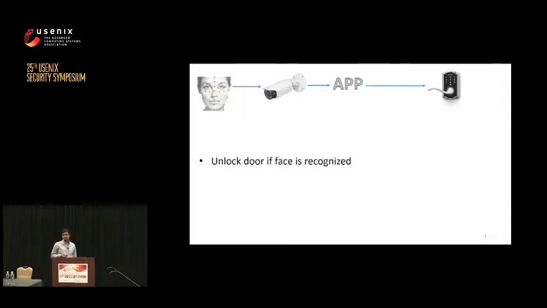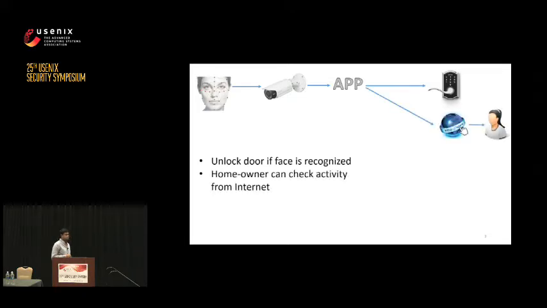So here is a quick example of one such app that you could build. This app accesses an IP camera that takes images of people's faces at a door, and then it performs face recognition, which you have heard a lot about today. And then if that face is authorized, it will go ahead and unlock a door. This app also provides a feature for the homeowner to basically check the status of the door from the internet.